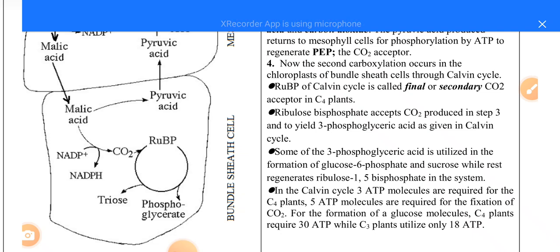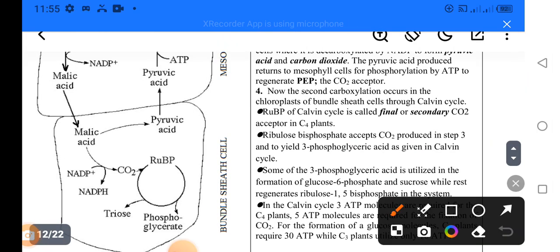Now in this system, the malic acid goes through the second carboxylation to form this RuBP. The pyruvic acid then moves from the bundle sheath back to the mesophyll cell, and the process continues like that.